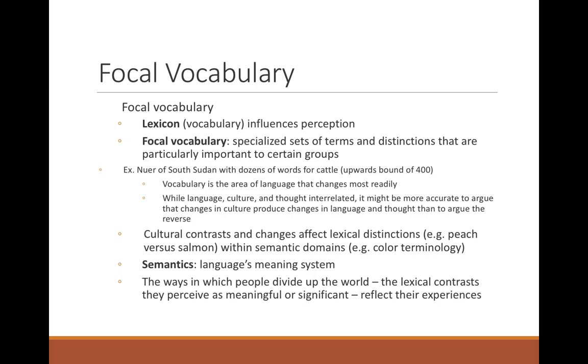As we've gotten more culturally sensitive with our terminology, we have started to even have what we call multicultural Crayolas, right? Boxes of crayons that just have varying skin tones. And each of those are just called skin tone crayons. So we don't have a box of crayons now that has flesh. We name it something else. So semantics is this language's meaning system, the ways that we divide up the world. These lexical contrasts that we consider meaningful or significant reflect the overall experiences.